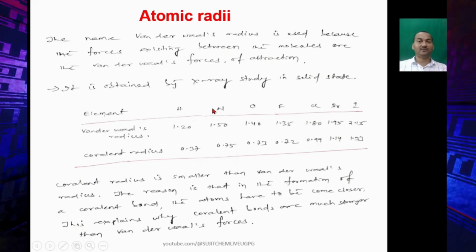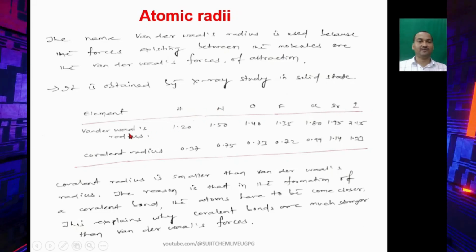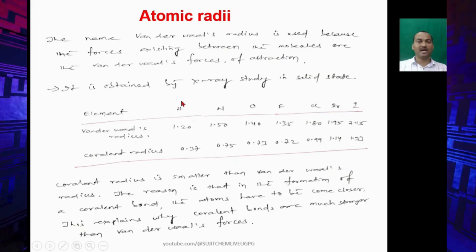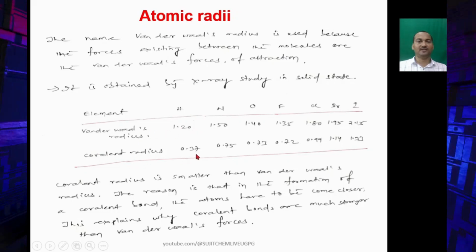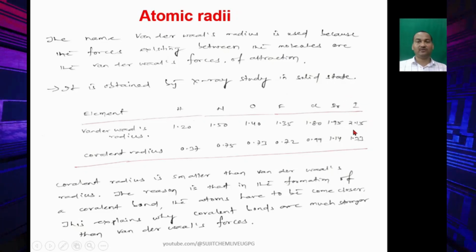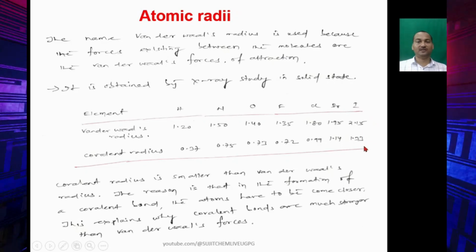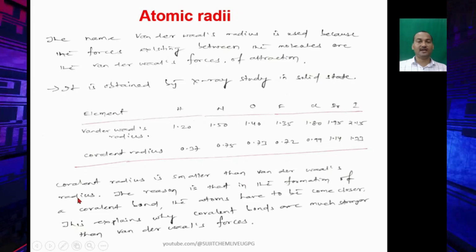For the elements hydrogen, nitrogen, oxygen, fluorine, chlorine, bromine, iodine, these are the van der Waals radii and this is the covalent radius. For hydrogen the van der Waals radius is 1.20 and the covalent radius is 0.37. Similarly for iodine, the van der Waals radius is 2.15 and the covalent radius is 1.33. So covalent radius is smaller than van der Waals radius.